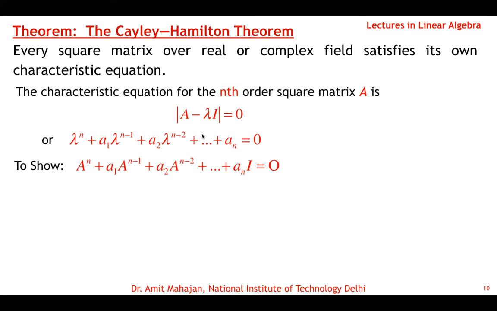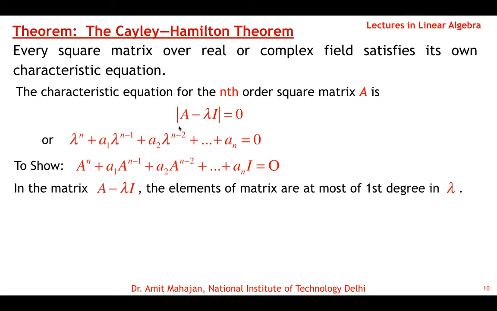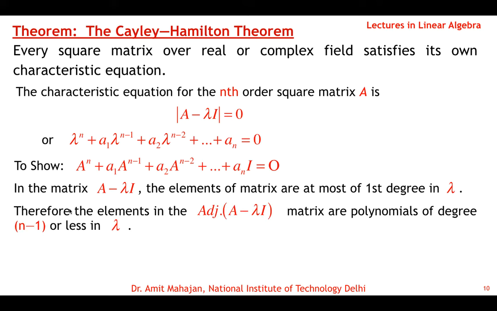Now to prove this, we start with the note that in the matrix A minus lambda I, we subtract lambda from the diagonal elements, and non-diagonal elements remain the numbers of A. So in the matrix A minus lambda I, the elements are of at most first degree in lambda, because in the diagonal positions you get a11 minus lambda, a22 minus lambda, a33 minus lambda, so those elements are of first degree in lambda, and the non-diagonal elements are just numbers, so they are of 0 degree in lambda.